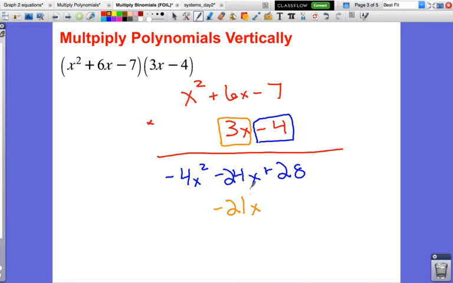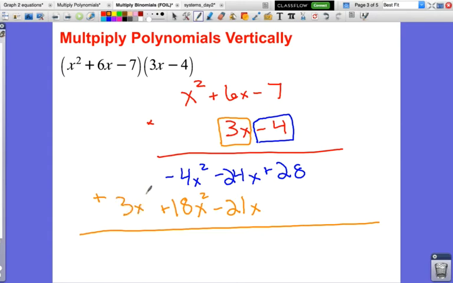And notice how I aligned it with my other x, because in the end I'm going to have to add these together, and when I add them together, I need to add up my like terms. So this is negative 21x. I have 3x times 6x here, which is 3 times 6 is 18, it's positive, and then x times x is x squared. And then I have 3x times x squared, which is going to be 3x cubed.